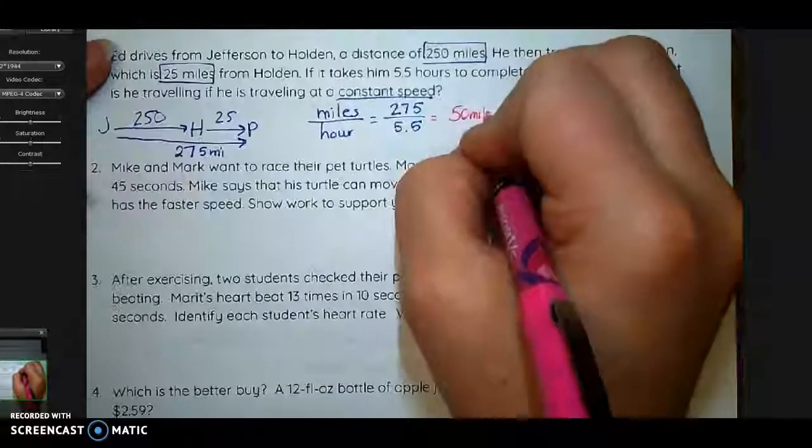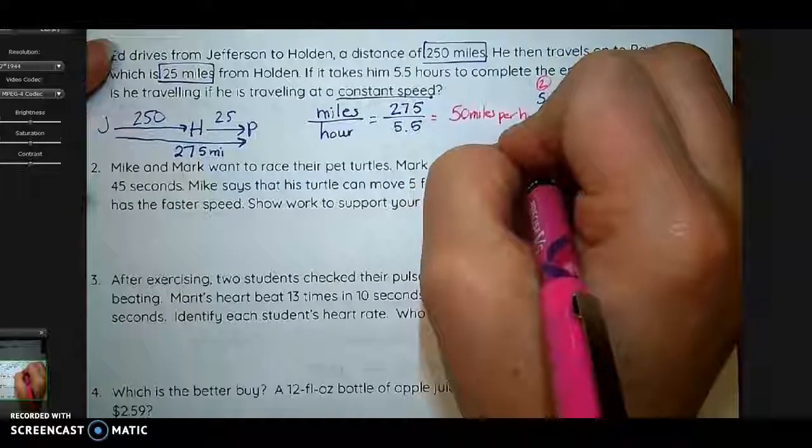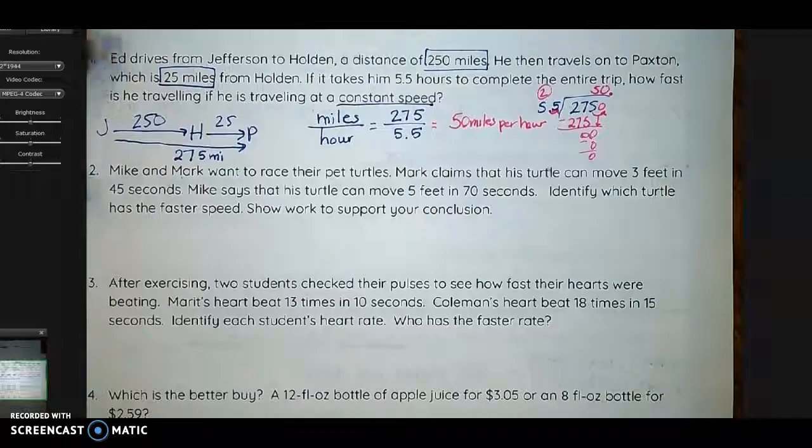So he is traveling 50 miles per hour. So good job. Ed is probably not speeding. And that's his average. It doesn't mean that's how fast he's going the whole time, but that's how fast he goes as an average. So you're going to try the rest of these problems with your partner and see how you do.